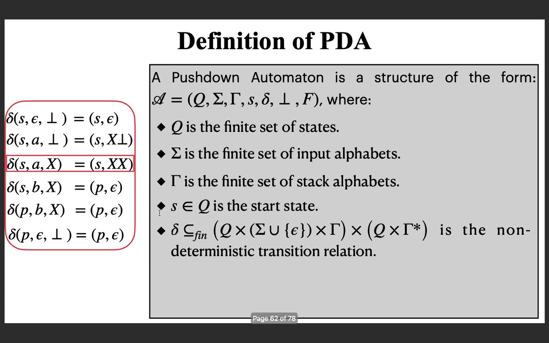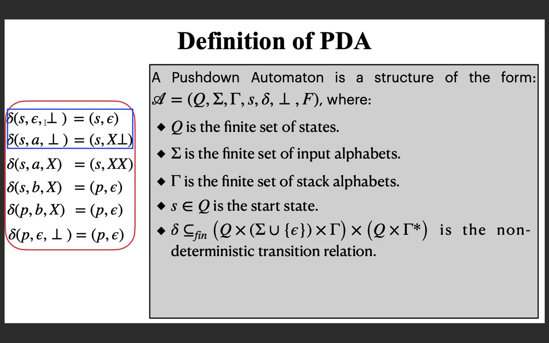What is it saying? From the current state, for the next input symbol like this, or it could be epsilon, and for the top of stack symbol, here it is capital X, here it is bot, you say what is the next state, and you also say what is the string of stack alphabets going to replace this stack alphabet. You can easily observe that it is a correct structural definition of that relation. And you can see that it could be non-deterministic.